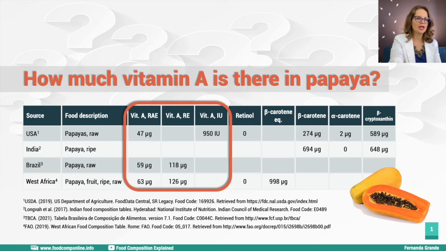We can also see that there are 3 different definitions for vitamin A in papaya. The food composition tables from Brazil and West Africa present the same definitions, while the table from the US presents one definition that is similar to the ones presented by Brazil and West Africa, and also in addition a different unit. And when we look at the figures presented here, we can see that they vary a lot depending on the definition used.